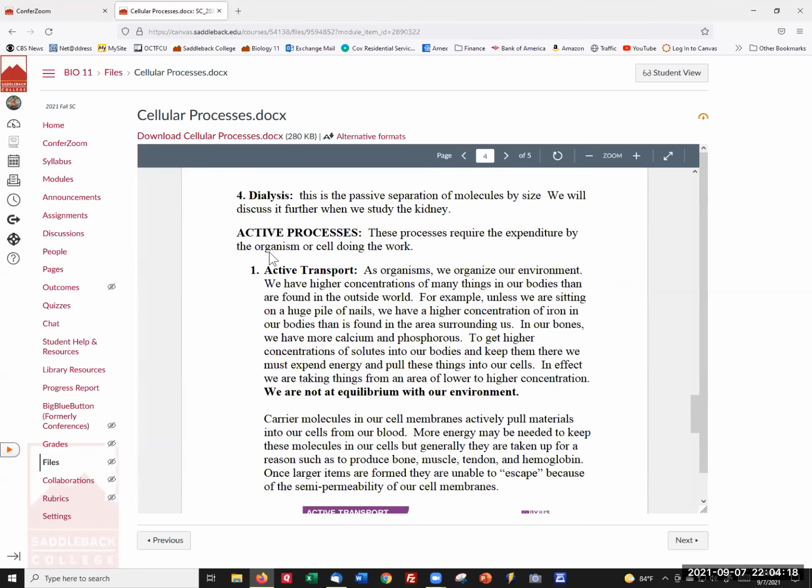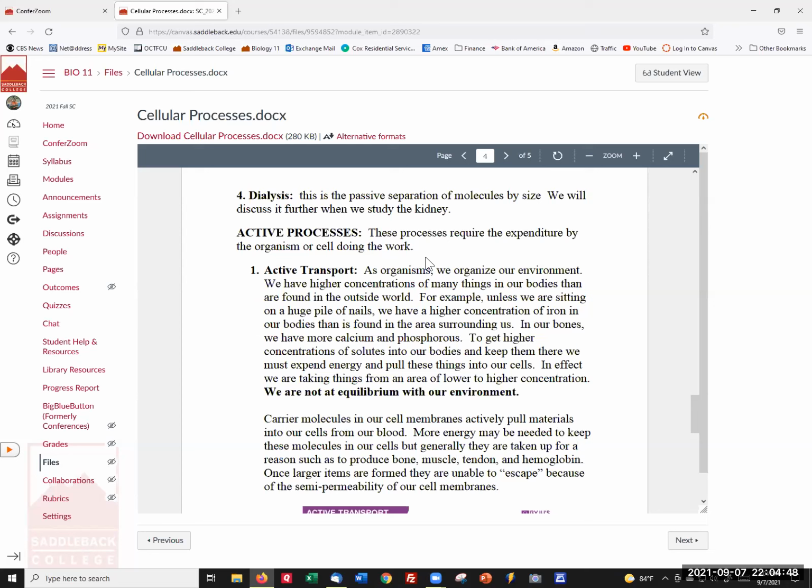Okay. Those are the four passive processes: diffusion, osmosis, facilitated diffusion, and dialysis. We'll be talking a lot more about dialysis later. Active processes are those that require work, extra work. Why the work? Because they're going to concentrate something.